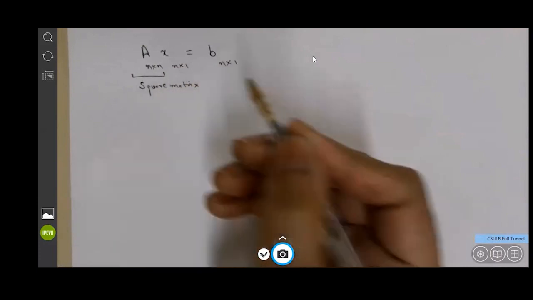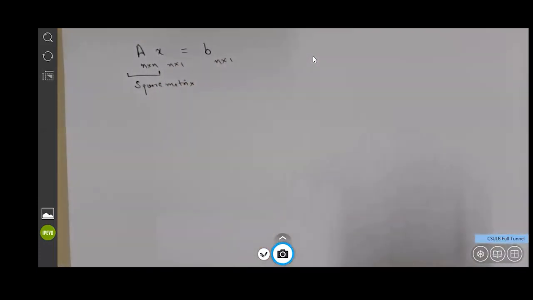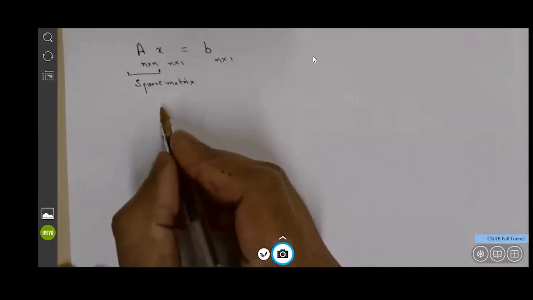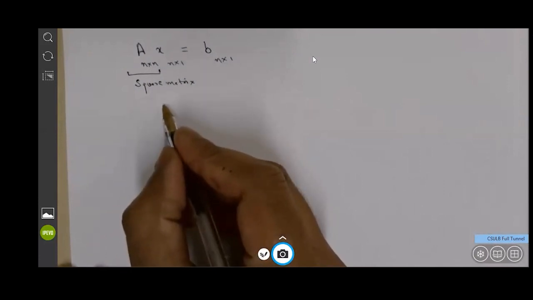That's what we have been doing: LU decomposition or Cholesky factorization or Gaussian elimination. These techniques actually work when you have a square matrix. What will happen if the matrix is not square? For example, let's say you have this given system of equations.